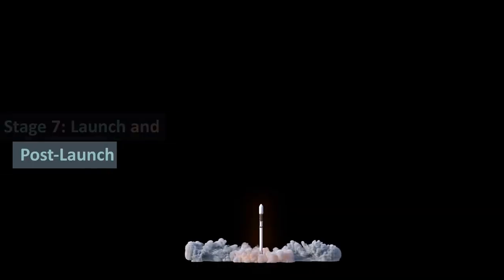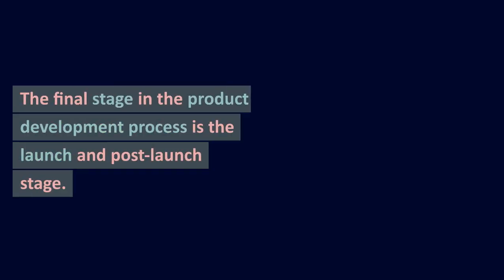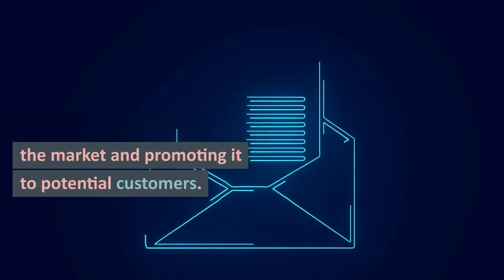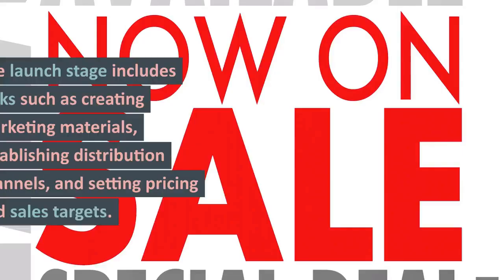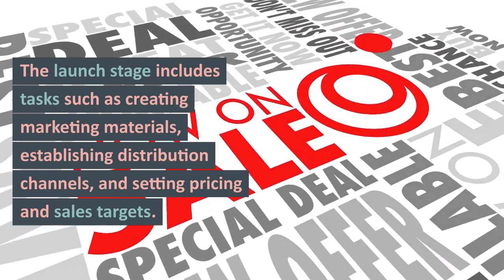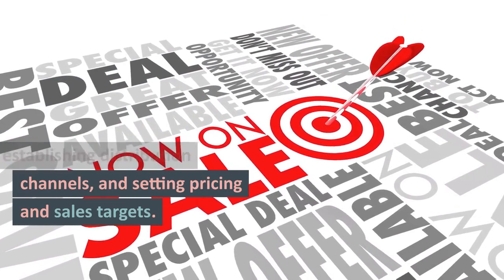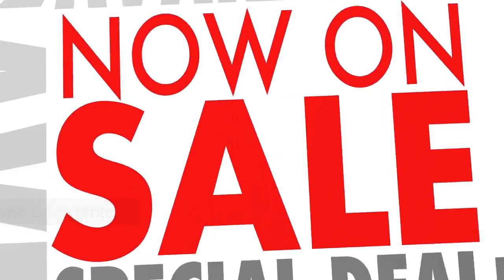Stage 7. Launch and post-launch. The final stage in the product development process is the launch and post-launch stage. This stage involves introducing the product to the market and promoting it to potential customers. The launch stage includes tasks such as creating marketing materials, establishing distribution channels, and setting pricing and sales targets.